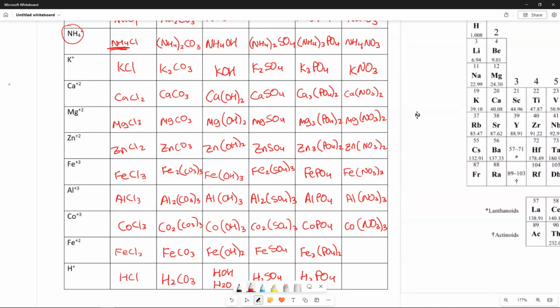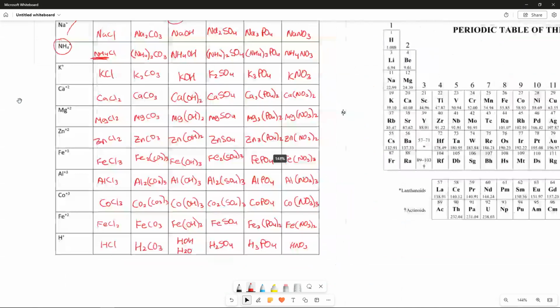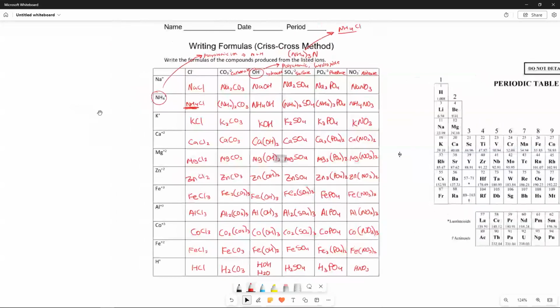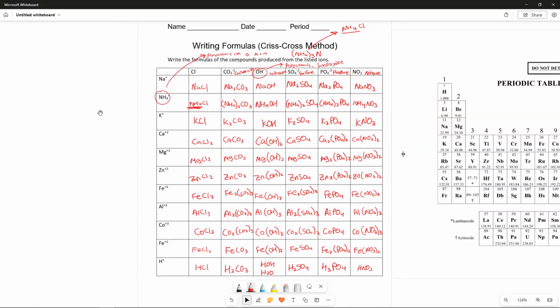Alright, Fe 2 plus, and we have NO3 1 minus. For every 1 iron with a 2 plus charge, we need 2 NO3 with a 1 minus charge. So Fe(NO3)2 will give you the answer. Finally, H 1 plus, NO3 1 minus. So we need just HNO3 and we are done. Alright, that is your final worksheet answer here, and I'll keep that up there so you guys can take a picture or screenshot or copy it down. But yeah, that's it.